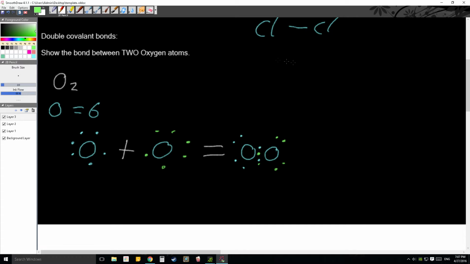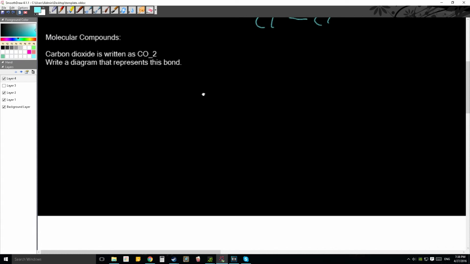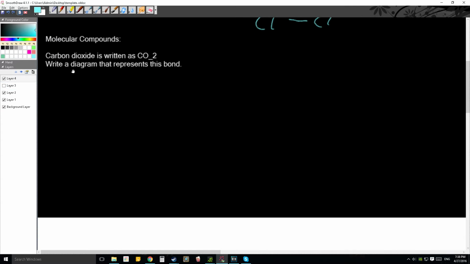And as I did before, there's an easier way of writing this, and that would be oxygen, and before we had 1 line between them, so because we have 2 bonds now, we can have 2 lines between them, and then just write our other oxygen. And that's double bonds. So our question for this is carbon dioxide is written as CO2, and that is CO and a smaller 2 there.